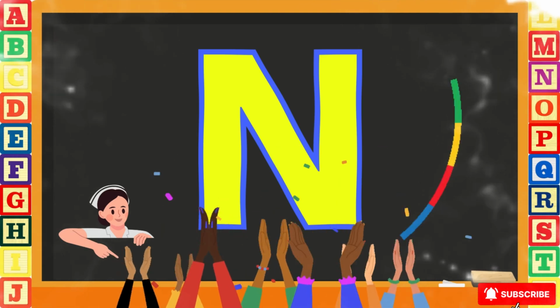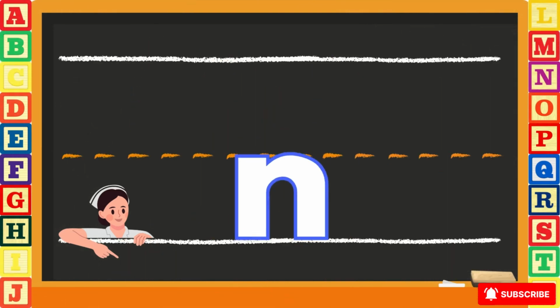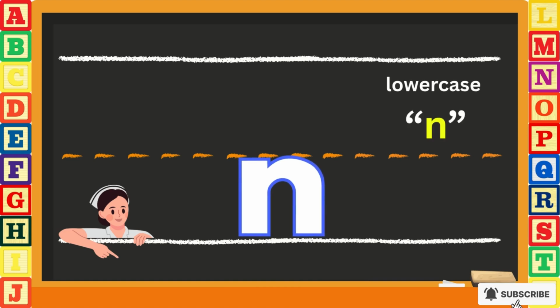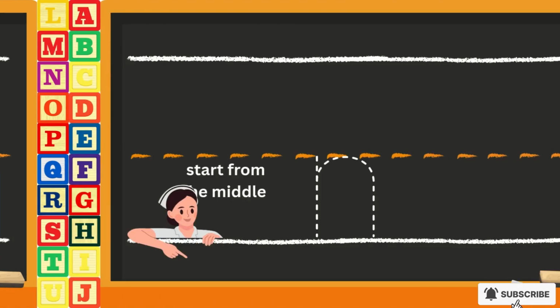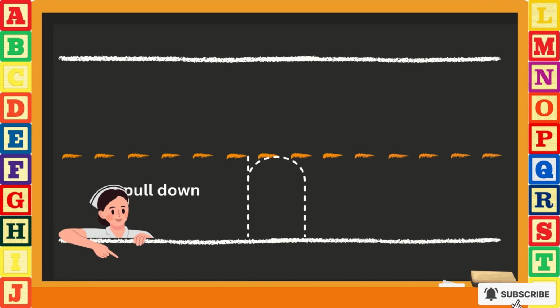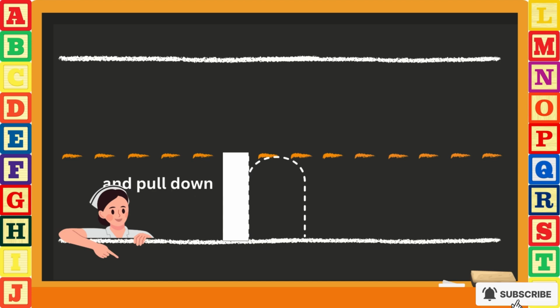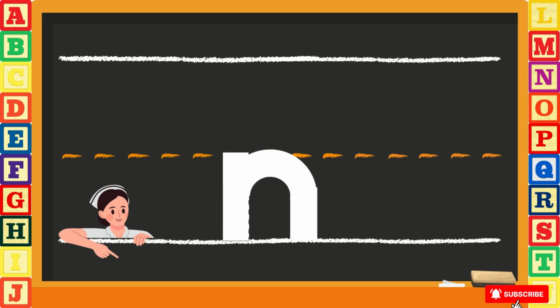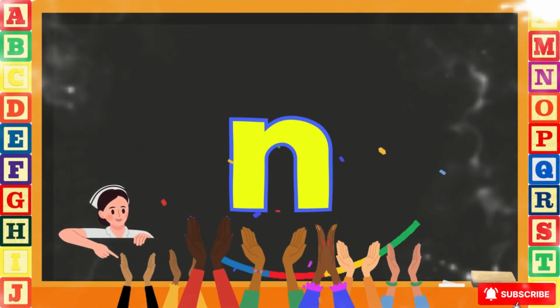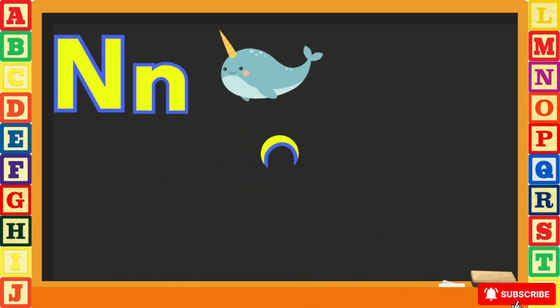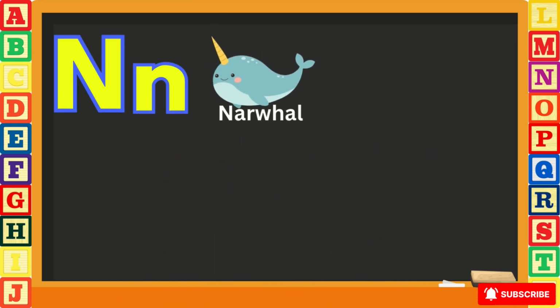Good job, kids! Now, let's write the small letter N. We call this lowercase n. Start from the middle. Pull down. Back to the middle. Up around and pull down. Fantastic work, kids! N is for narwhal.